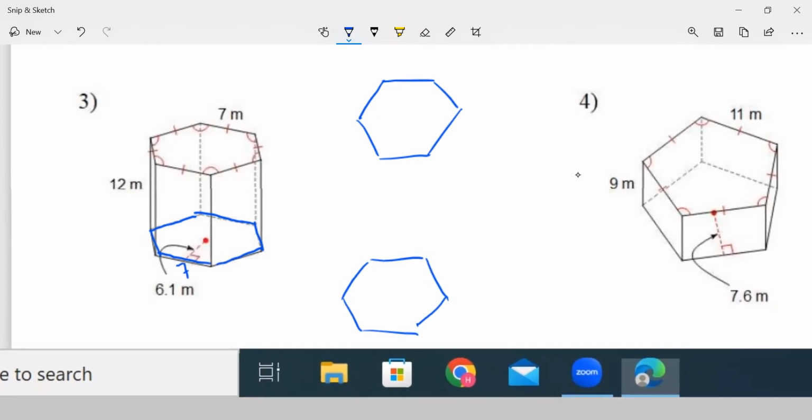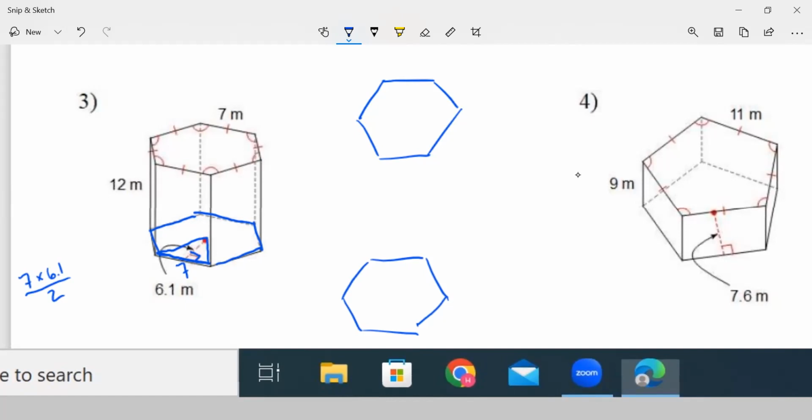Now, the area of a regular polygon, we talked about this last week. Look for a triangle inside. The 90-degree angle is made by 7 and 6.1. So I remember I said look for the area of that triangle. So I'm going to go 7 times 6.1 divided by 2. That's the area of that triangle.